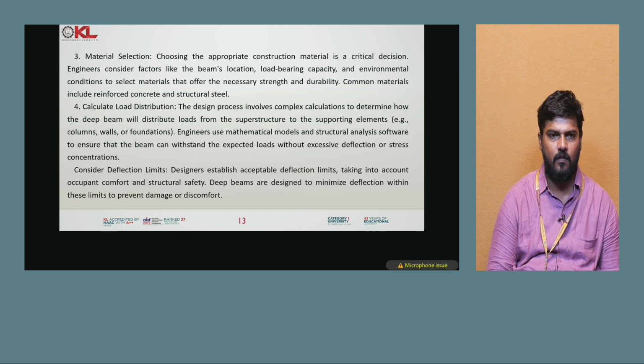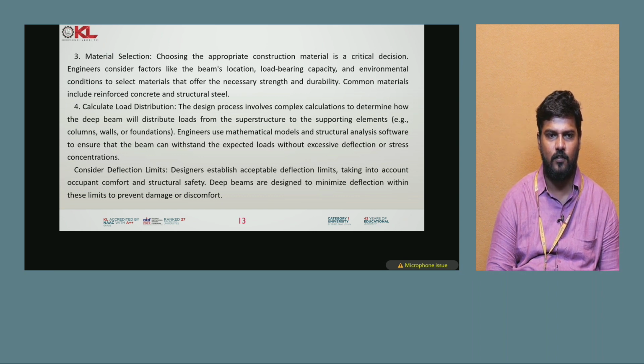Coming to the next one, an important one is the material selection. Choosing the appropriate construction material is a critical decision where engineers consider factors like the beam's location as well as the load bearing capacity and environmental conditions to select materials that offer the necessary strength and durability. Common materials include reinforced concrete and structural steel in the case of deep beams.